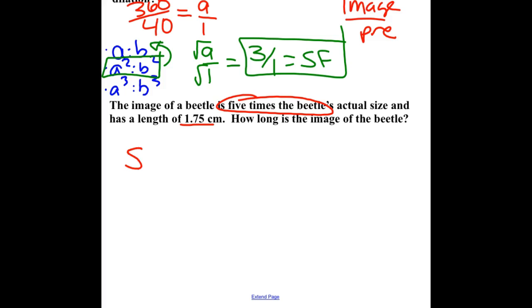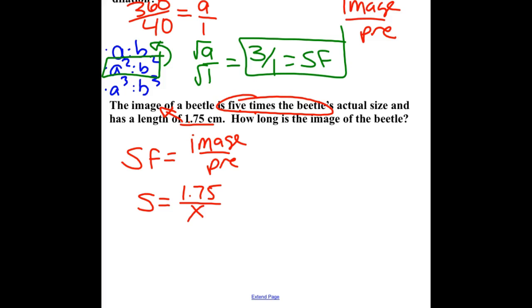Well, if we think about our scale factor formula, scale factor is the image to the pre-image. So if something is 5 times bigger, that's your scale factor. So we can plug that in for our scale factor. And this image length, this is the image length right here, that 1.75 centimeters. It says the image of the beetle is 5 times as big and has a length of 1.75. So that's what we're going to put up above right here, and we're going to put our actual length that we're looking for down there on the bottom.